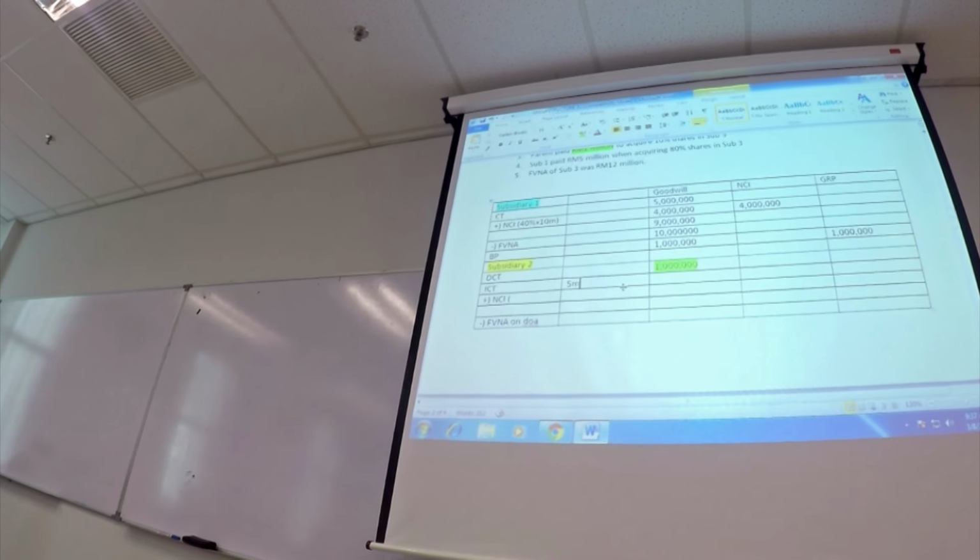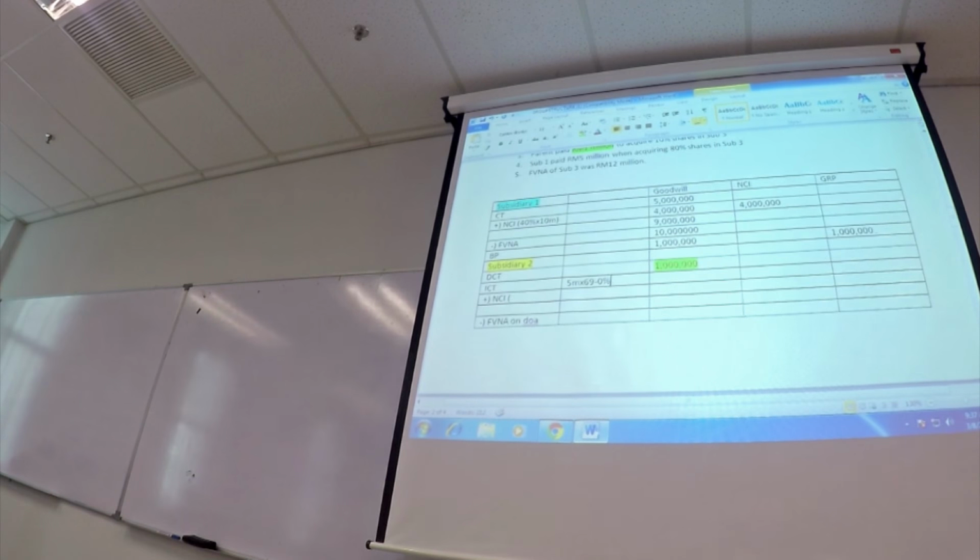Okay, 5 million times 60%. What is that? 60%. That is 3 million under this column. And 5 million times 40% under NCI in bracket.